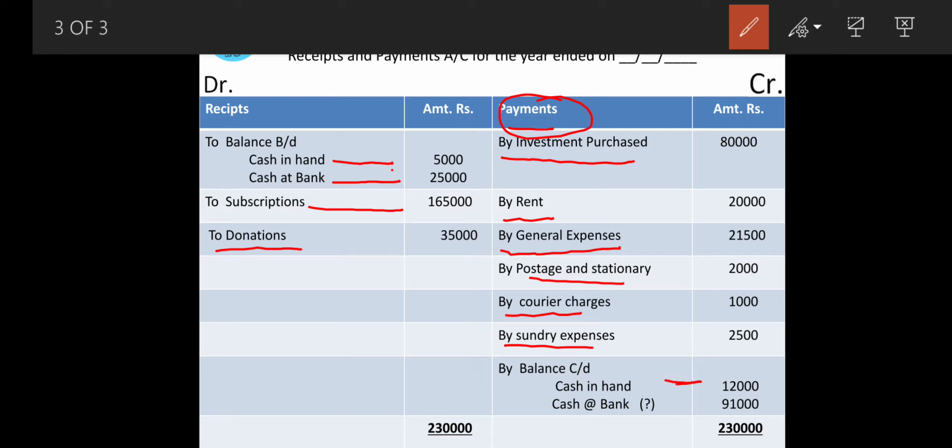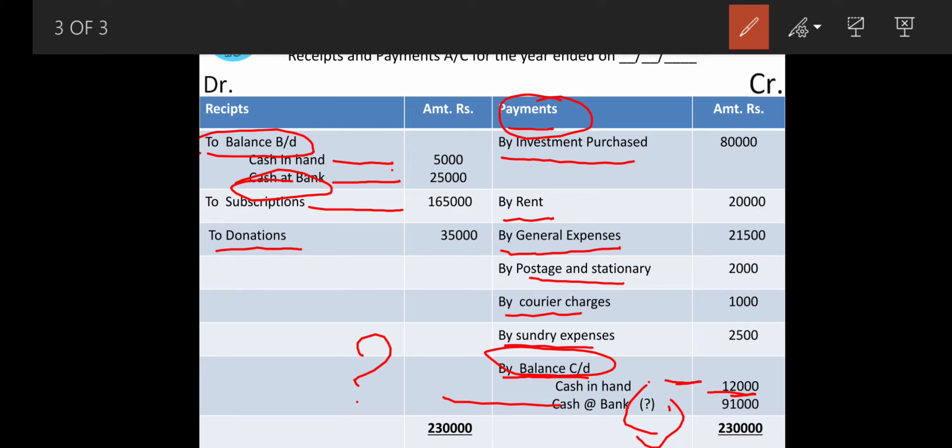So here you will see by balance carried down, we have to write, as we have written opening, now we are going to write closing. Under that closing we are going to write cash in hand 12,000. So that is written. But as we had cash at bank in opening, here cash at bank is missing. So that will be your question mark figure. You can see here I have put a question mark over there also. So that will be beneficial, as you will understand.